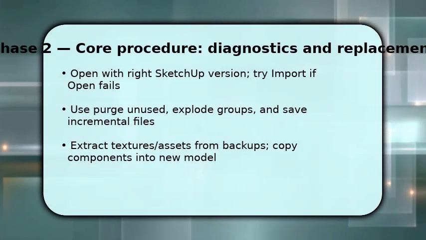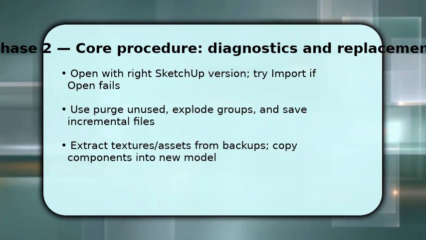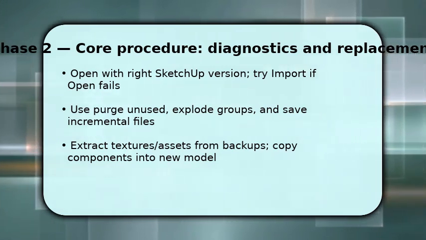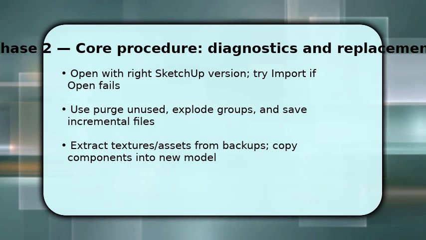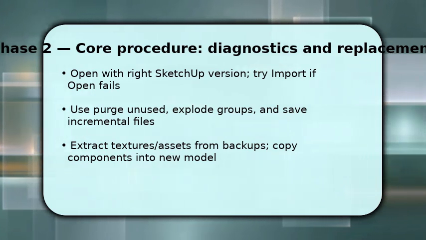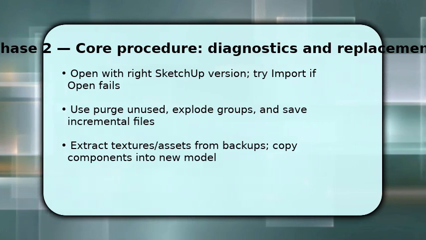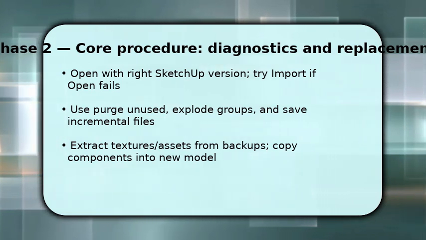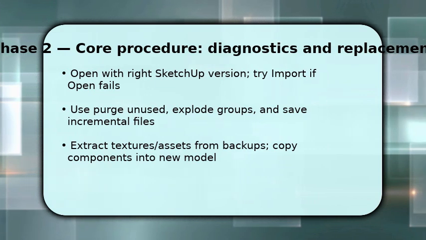You now attempt recovery. Open the backup in the matching SketchUp release. If open fails, use File Import to bring geometry into a blank model. If the model opens partially, purge unused items and save incremental copies to lock each successful state.